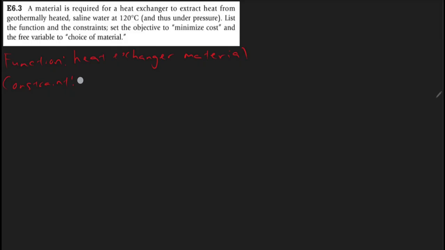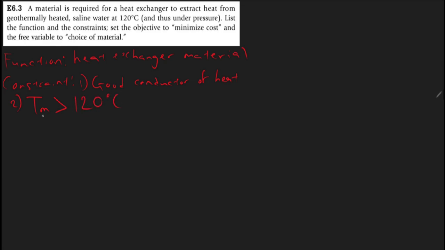So one, it has to be a good conductor of heat. That's one. Then two, a service temperature. It has to have a melting temperature above Tm. So above 120 degrees. So Tm should be greater than 120 degrees C.